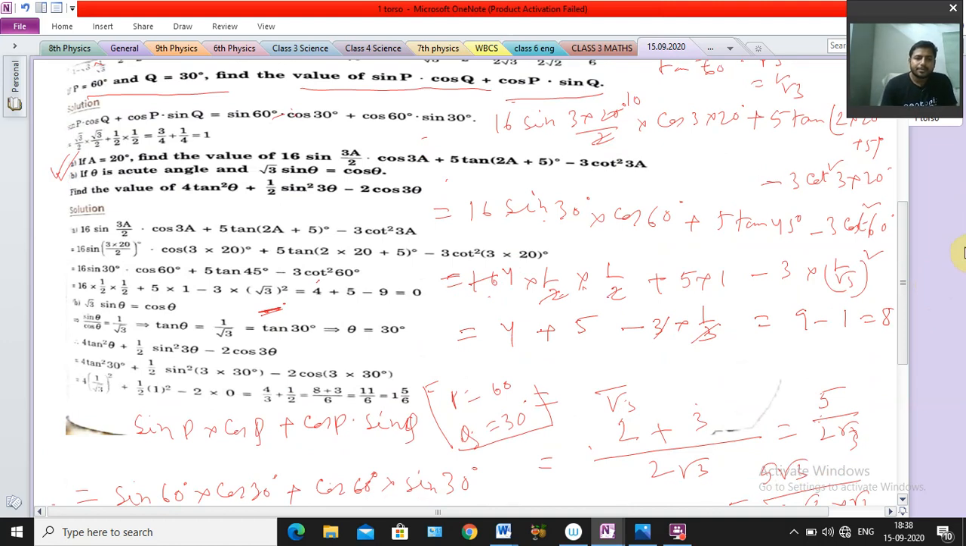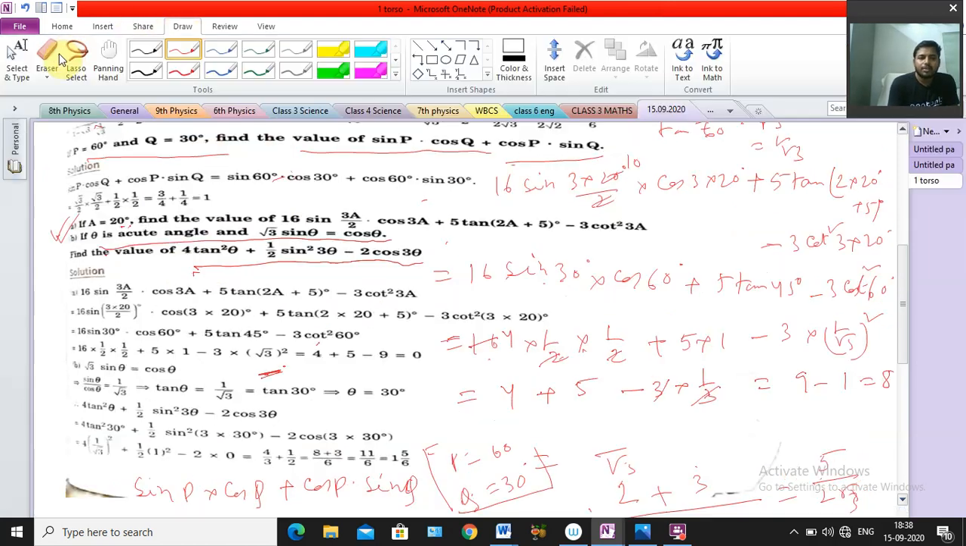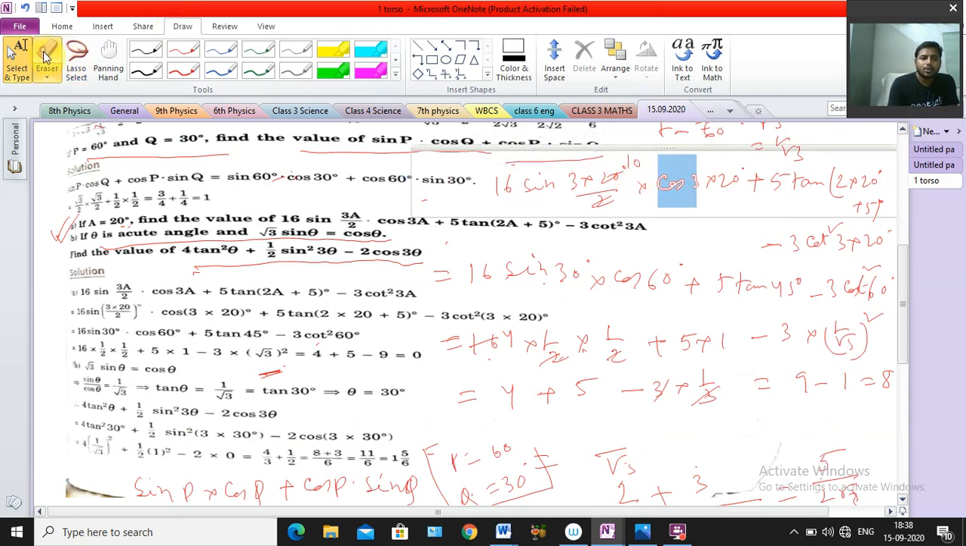Okay, next question, see, if theta is an acute angle, and root 3 sin theta equal to cos theta, then find the value of 4 tan square theta plus 1 by 2 sin square 3 theta minus 2 cos 3 theta. That is the question. Okay, so what to do, sir? Here I am erasing a little bit. After that I am doing it. See, you can try also.